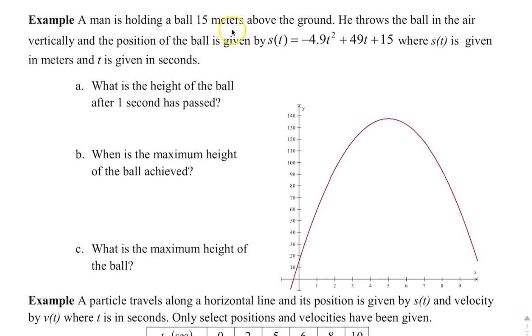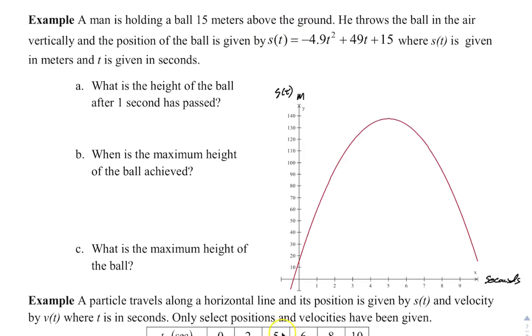Example: a man is holding a ball 15 meters above the ground. He throws the ball in the air vertically, and the position of the ball is given by this equation here. Notice s of t is our position function, where s of t is given in meters and t is given in seconds. So here's our graph. We don't always have a graph, but in this case we do because it's our first one. Let's talk about what we're doing. T is seconds. We always want to label our units. And y, s of t, is in meters.